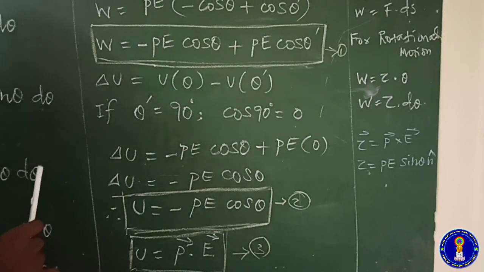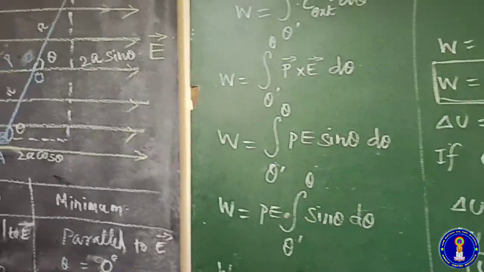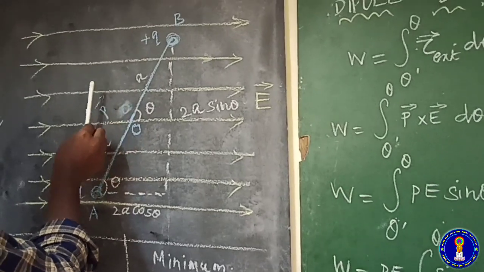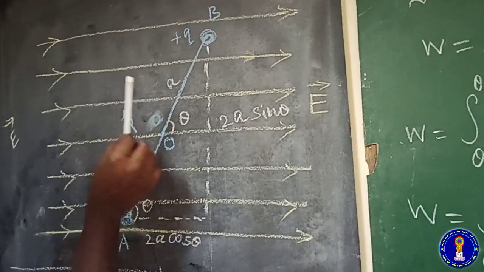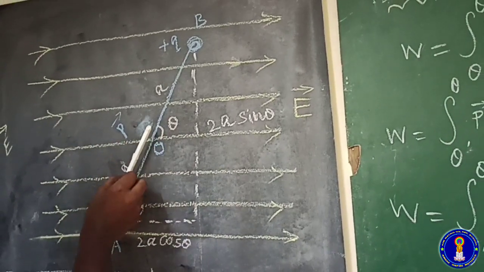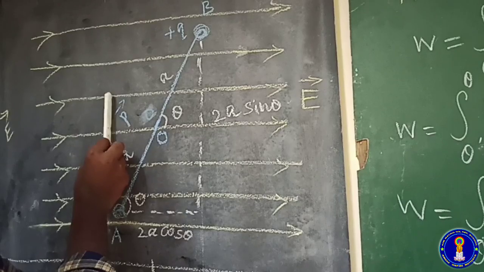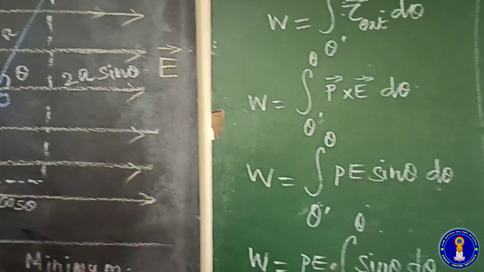Suppose this dipole is initially placed perpendicular to the electric field. We take this as the reference point. So the dipole is perpendicular to the electric field, and at that time the initial angle theta dash is equal to 90 degrees.